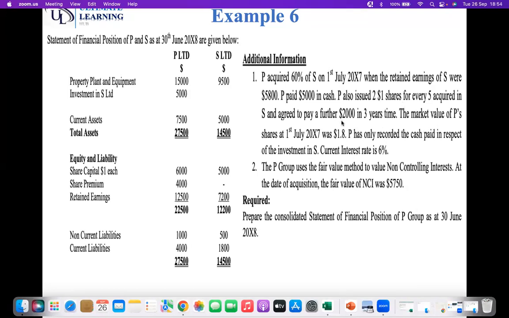So let's just have a short transition, and then our examples will start.